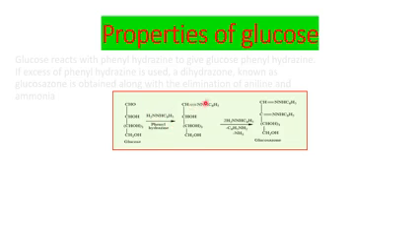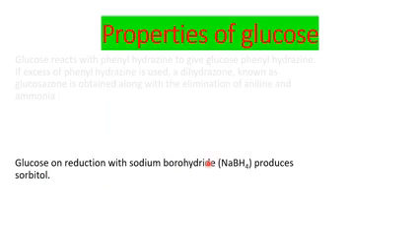This is the first hydrazone formed. The next one is with two more molecules of phenylhydrazine. One molecule of aniline is removed and then one molecule of ammonia is removed, as shown in the reaction. So this is glucosazone.